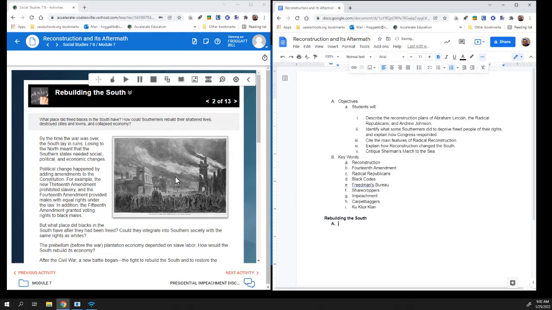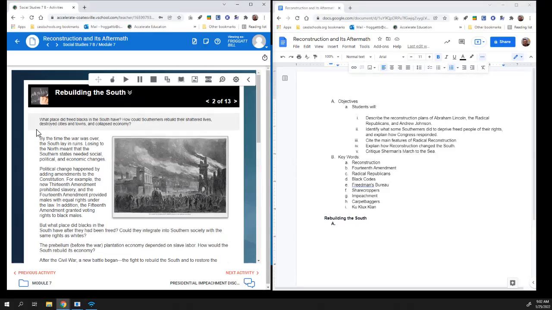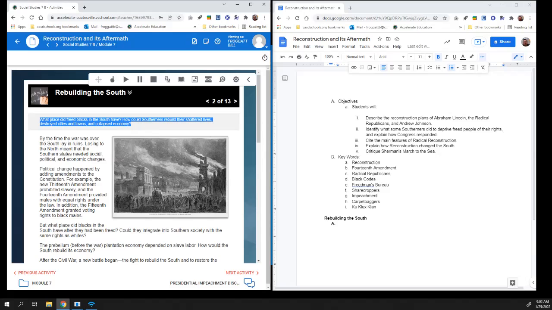So what place did freed Blacks in the South have? This is the main question as we're going through the next page, okay? The first page was really just an introduction, letting you know what you're going to be running into, what you should expect, keywords. Now this is like your textbook, where it's going to give you a question and you're going to read through all the information presented.